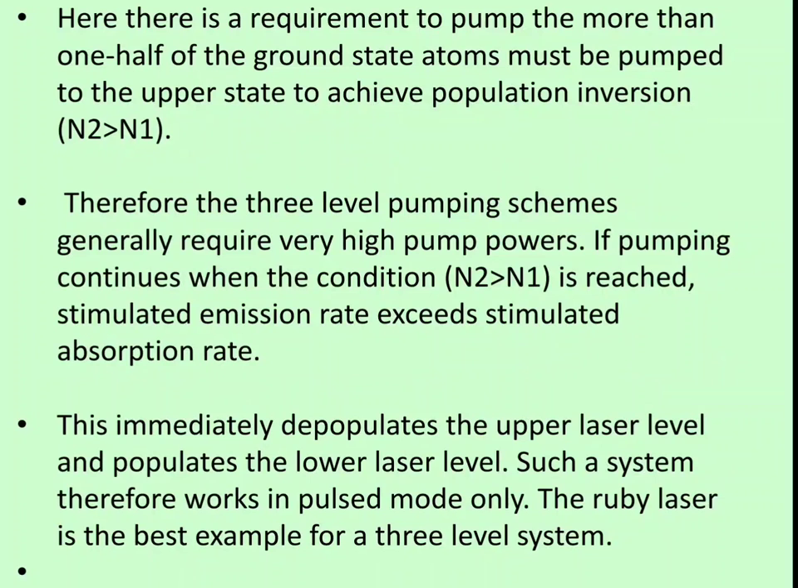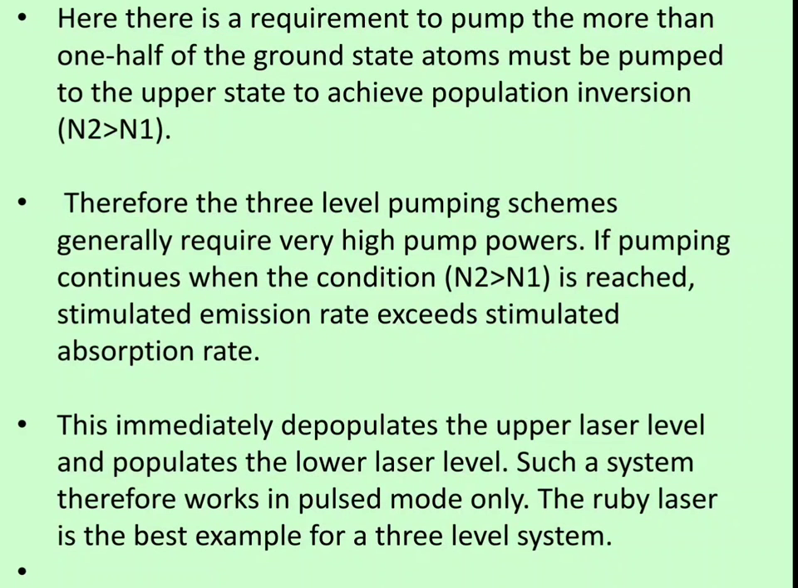Such a system works in a pulse mode only. Because of that, here we use a xenon flash bulb. That means here we are giving light energy in a flash bulb. So that's why the output coming in the 3 level scheme is in a pulsed mode only. So for the 3 level pumping scheme, the Ruby laser is the best example.